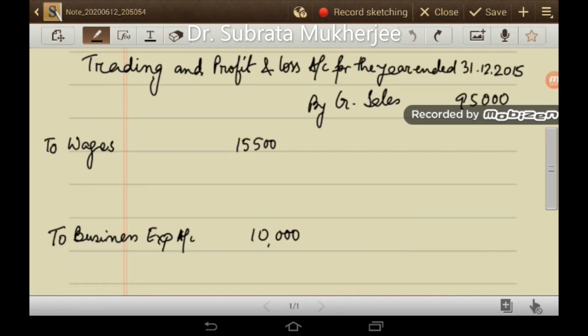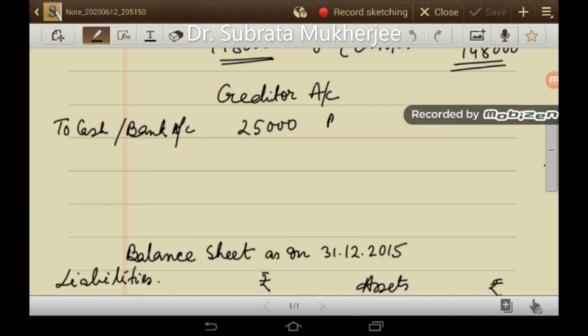So to provision for bad debt I am writing it on the PL account. This amount will be 4,400. The next balance is the creditor balance. So opening balance of creditor, I am writing it on the credit side of the creditor account. So by balance BD, so this is 15,000.